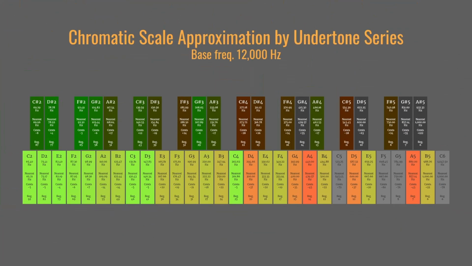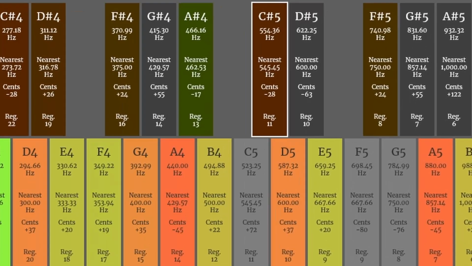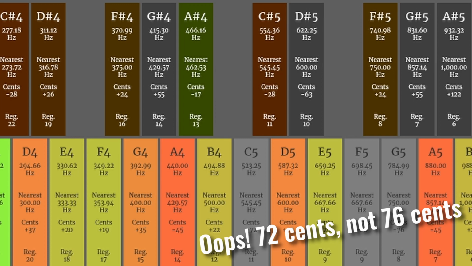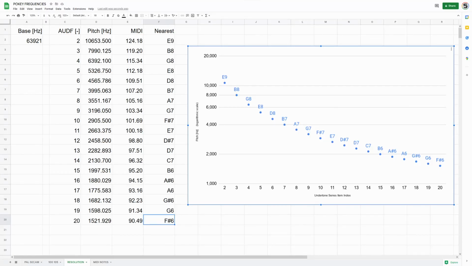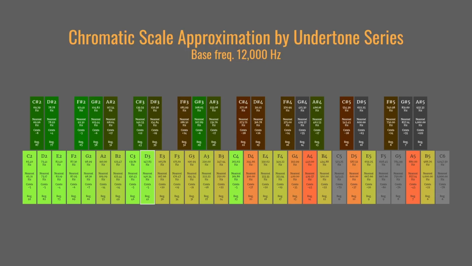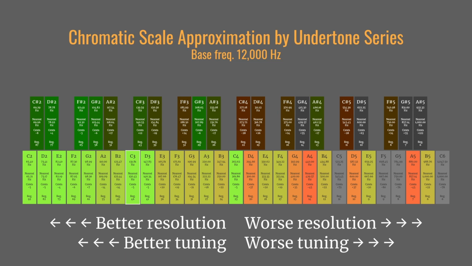The green keys will play reasonably in tune, and, well, the worst are the gray keys whose notes can't be approximated at all. In other words, the nearest member of the undertone series would be closer to another note on the chromatic scale. For example, the nearest note to C5 would play 76 cents higher, which is closer to C sharp than C. When playing the low-pitch notes, the intonation is much better than when trying to play high-pitch notes. And that is because the resolution of the undertone series is improving only as we get farther from the base frequency. The closer we are to it, the further apart the notes are.